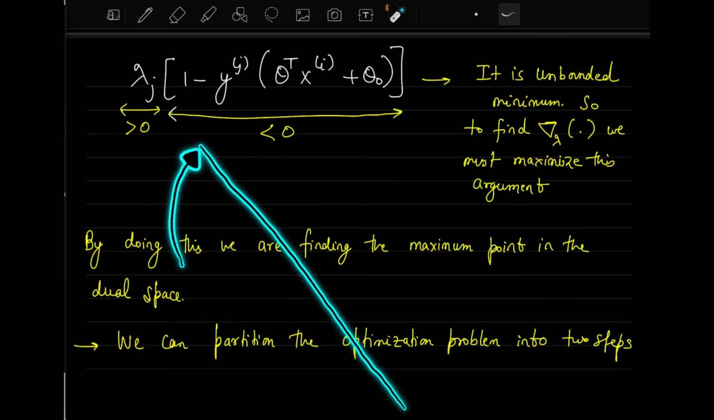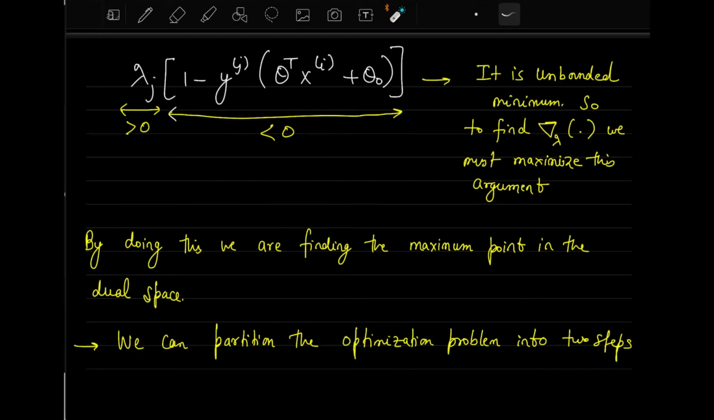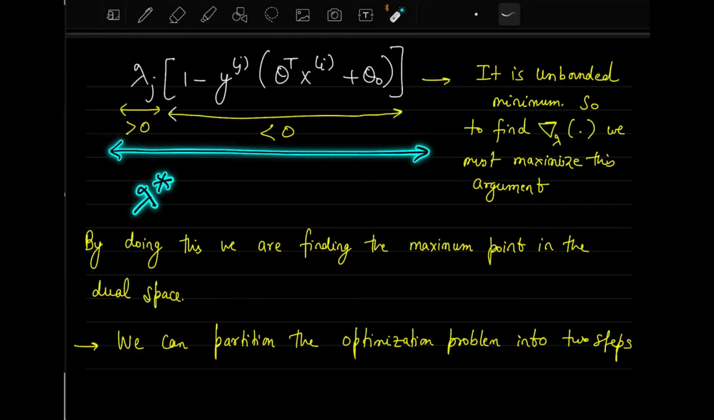Since it has a fixed maximum, in order to find the lambda, we want to find this point from where it started, which is the maximum value. That will give you the optimal value of lambda here. So in order to find this, we have to find the maximum value of it, and that value will give you the optimal value of lambda.